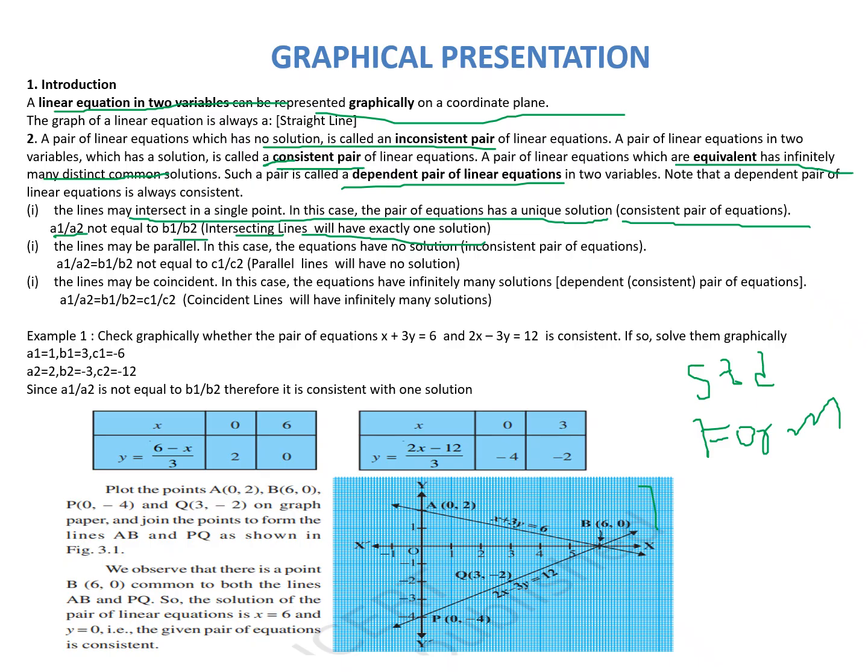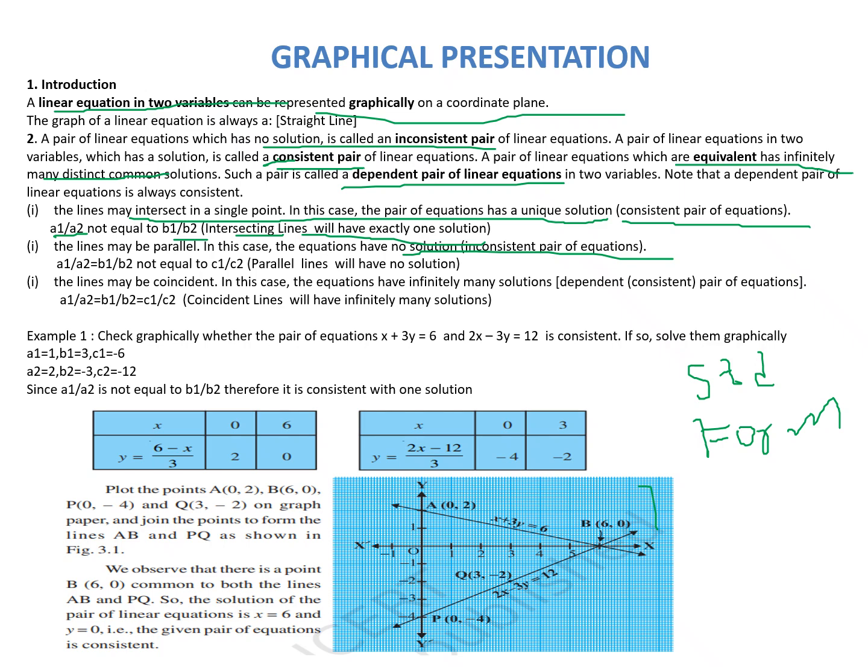So when we are saying that a1 by a2 is not equal to b1 by b2, this is a situation when the pair of linear equations in two variables will have a single solution, and when we represent that graphically, it would be intersecting lines. The second option is that the lines may be parallel. In this case, the equations have no solution, which means this is considered an inconsistent pair of equations.